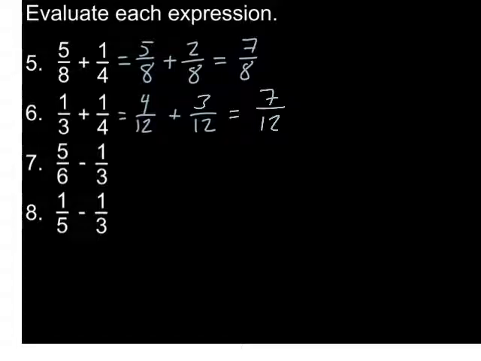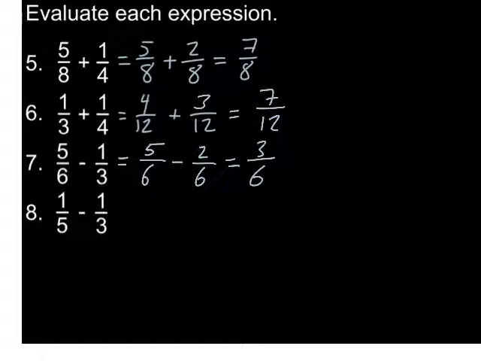Number 7, we're subtracting. Still need a common denominator. In this case, again, I like using 6 as a common denominator. It's the smallest one. You didn't have to use 6, but if you didn't use 6, you'd have a little bit more reducing to do. In order to turn 1/3 into 6, I'm multiplying the top and bottom by 2. So that's why we get 2/6 for that one. Then we do the subtraction.